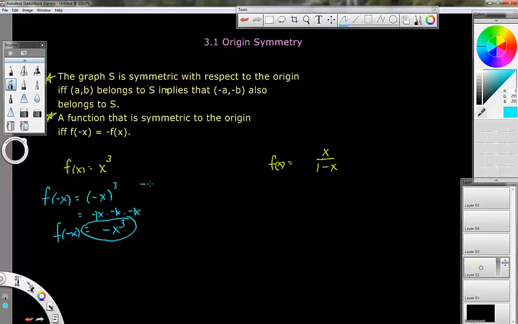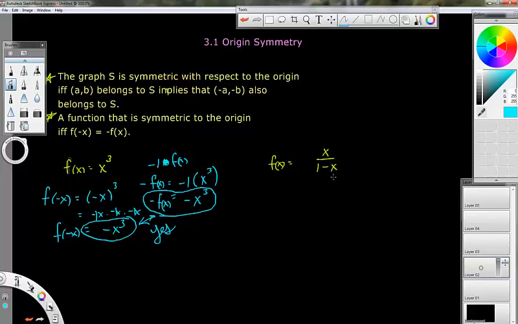Now I'm going to do negative f of x. What that means is just take -1 times f of x. I put a dot there instead of a times. So I'm just going to do -1 times x cubed, which is -1x cubed. So negative f of x equals this. And I ask you, are these two things equal to each other? The answer is yes. Therefore, this is symmetric to the origin. It has origin symmetry. I will come back to the graph of this if I have time.